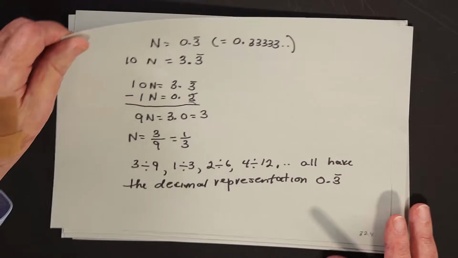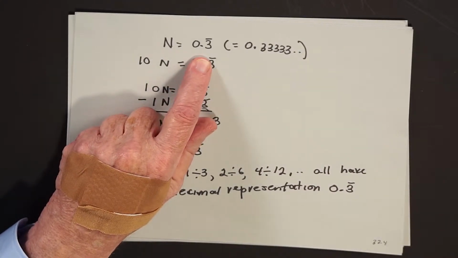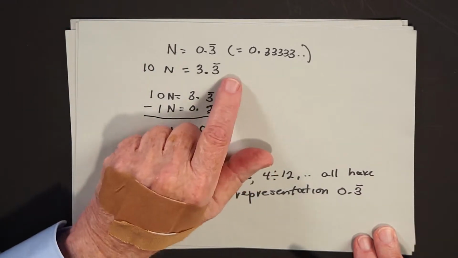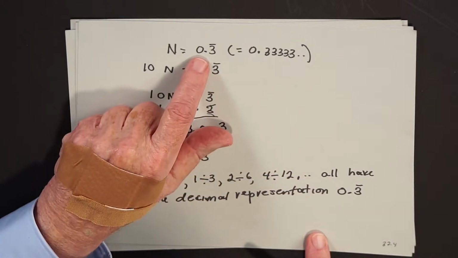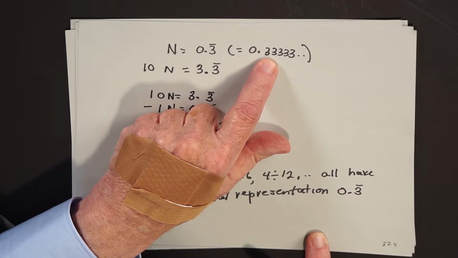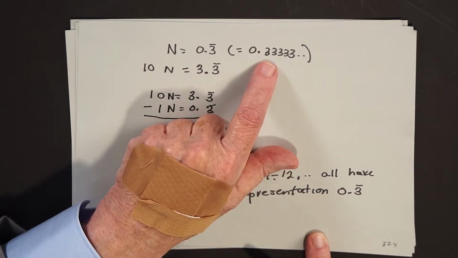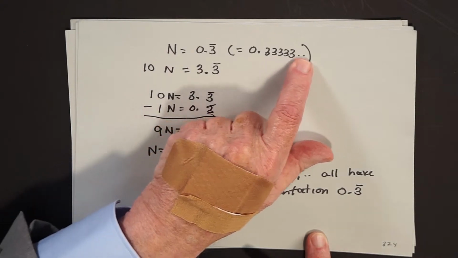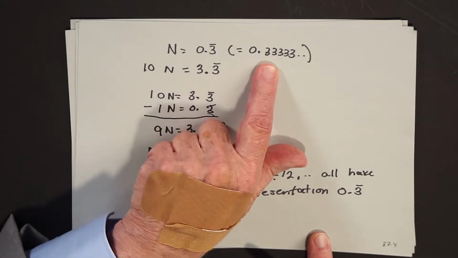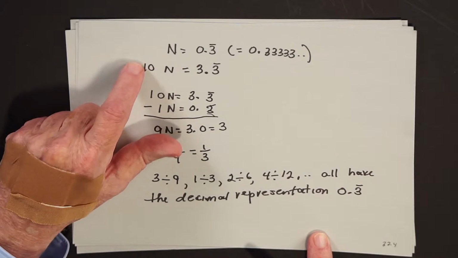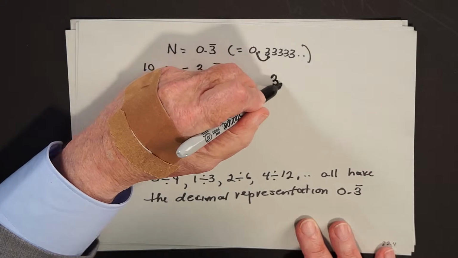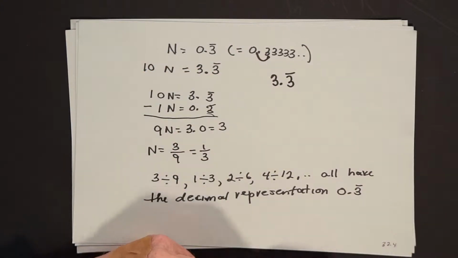But let's take a look, for example, of how we could handle 0.3 bar now. Remember, that's a decimal point followed by an endless sequence of 3s. And what we say is, since the 3 is repeating endlessly, if we move the decimal point just one place to the right, the new number would be what? A 3 followed by an endless sequence of 3s. In other words, if I move the decimal point one place to the right, that means I've multiplied n by 10. And I get a 3 followed by nothing but 3s again.